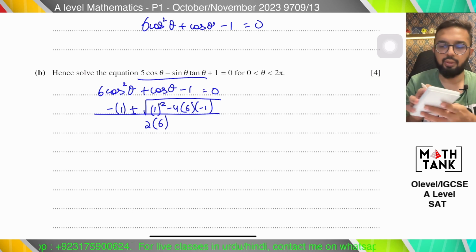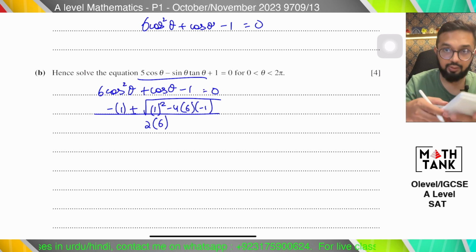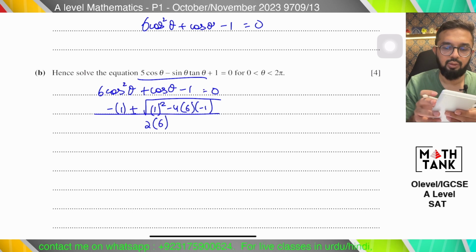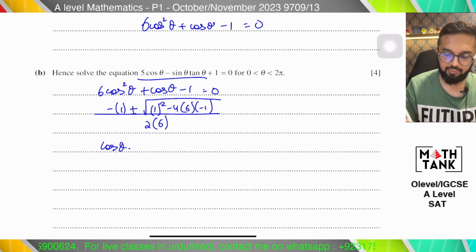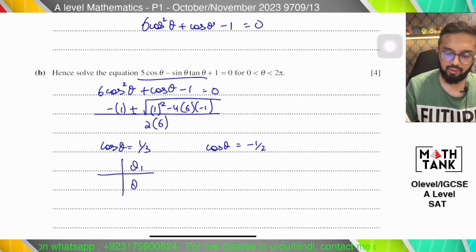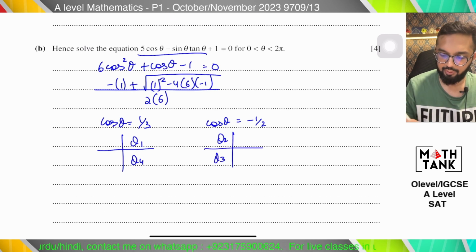Okay, I will do the quadratic now on my calculator. 6, 1, minus 1 gives me 1/3 and minus half. So cos theta is 1/3 and cos theta is minus half. So quadrant 1 and quadrant 4, and I have to give that in radians, quadrant 2 and quadrant 3.